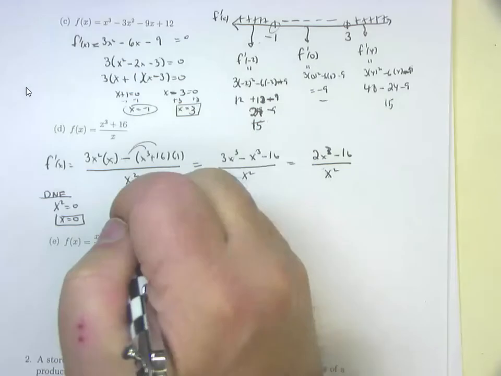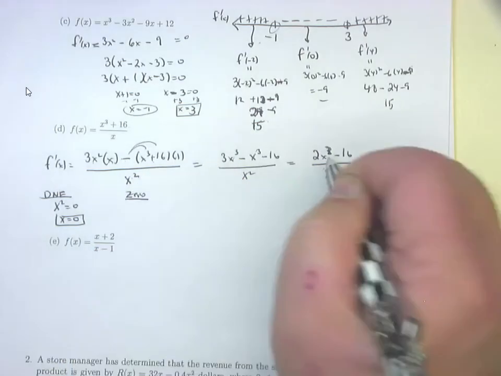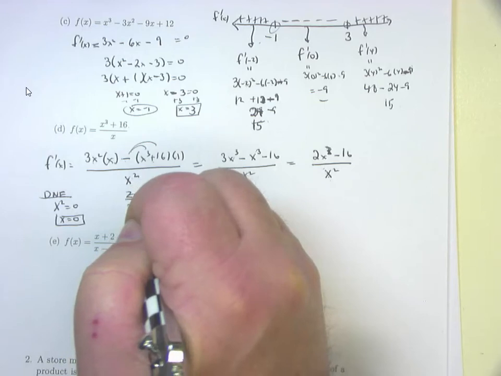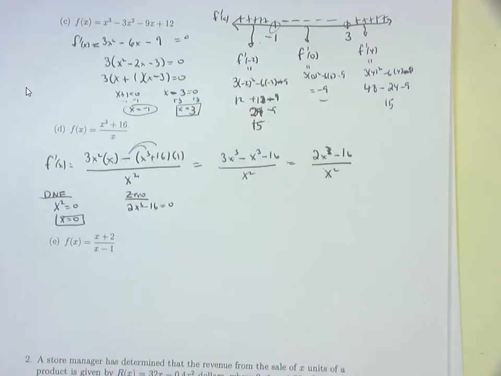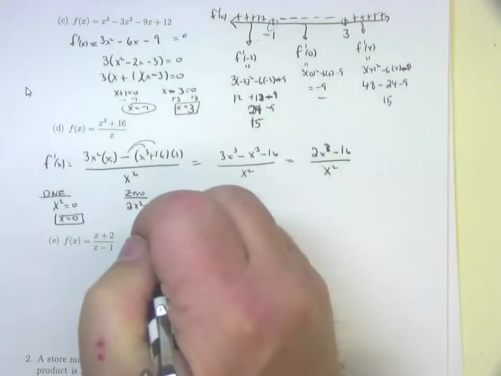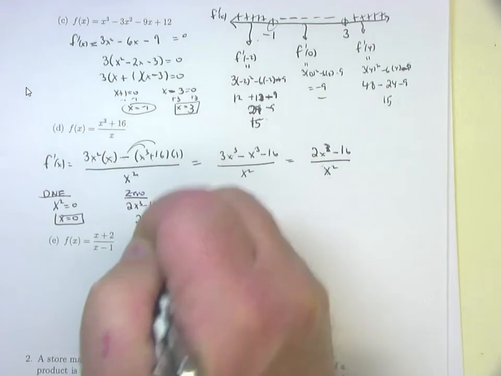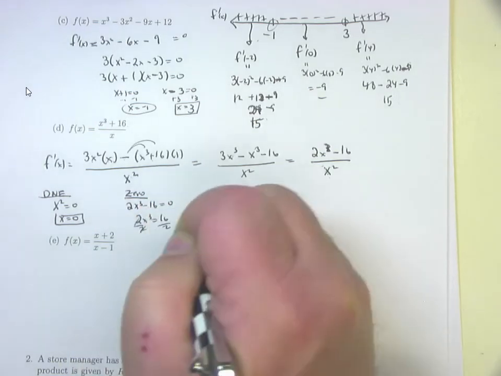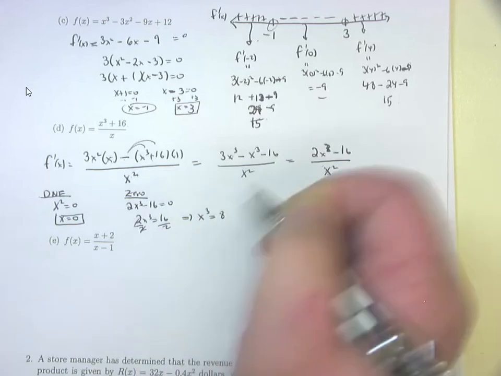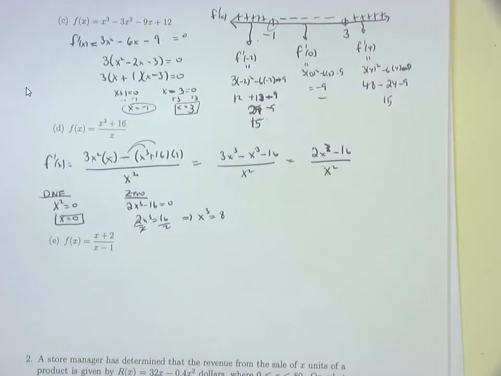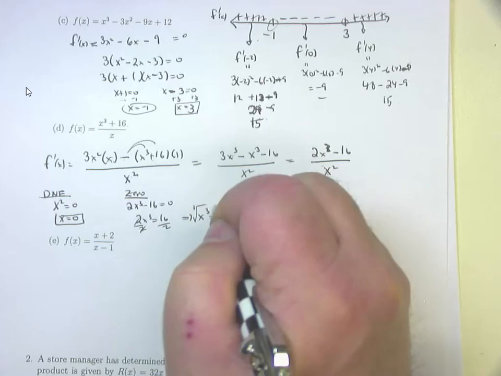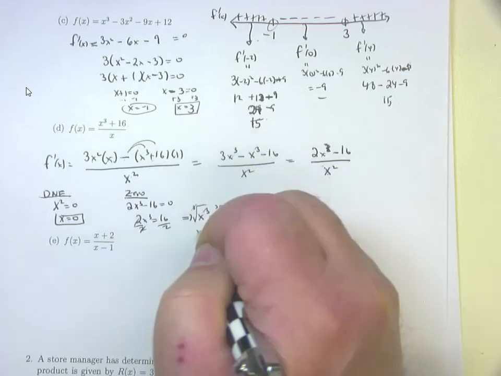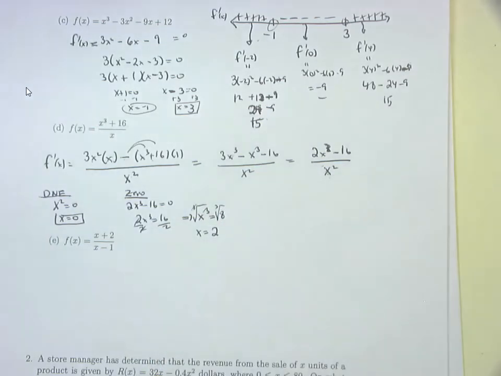Now for the 0 part, I'm going to take my numerator, which is 2x cubed minus 16, set it equal to 0. I'm going to add 16. That gives me 2x cubed equals 16. Then I'm going to divide by 2. It gives me x cubed equals 8. And what kills off a cube? Cube root. And what is the cube root of 8? 2. Now, just to let you know, this is an odd root. You don't do plus or minus on odd roots. You only do plus or minus on even roots, square roots and the like. Okay? So the answer is 2.